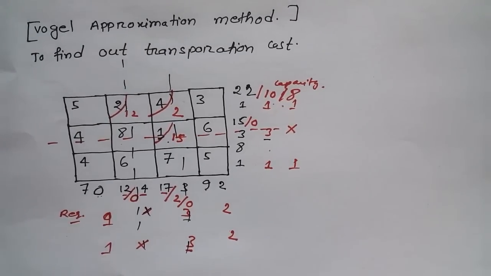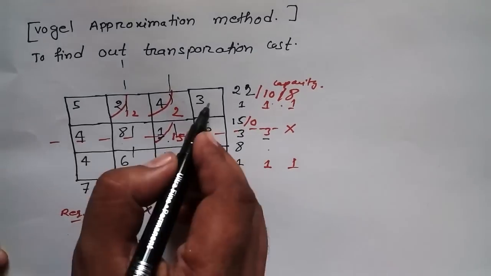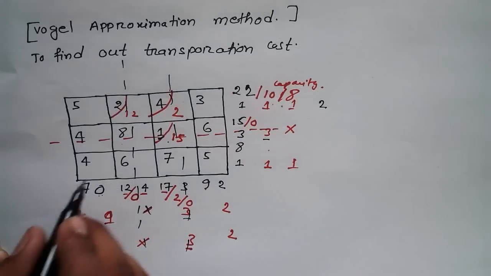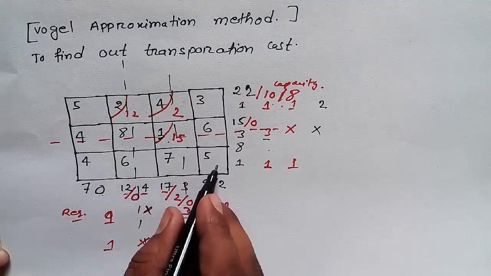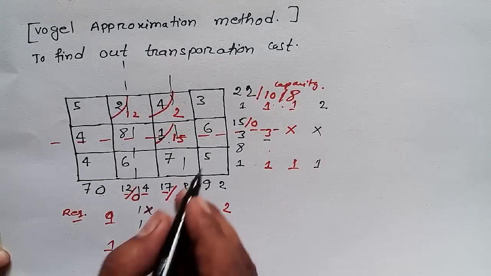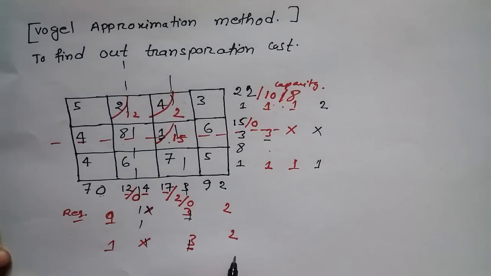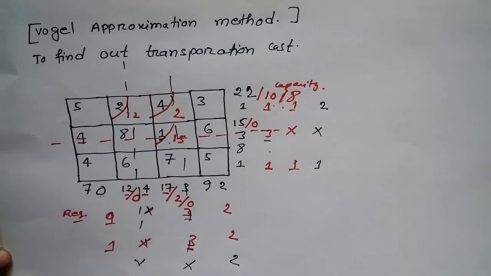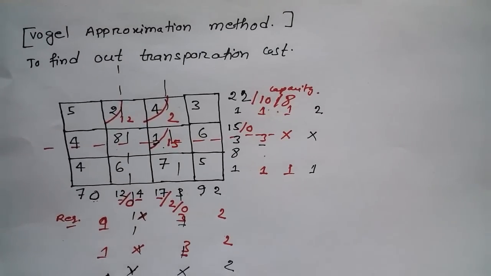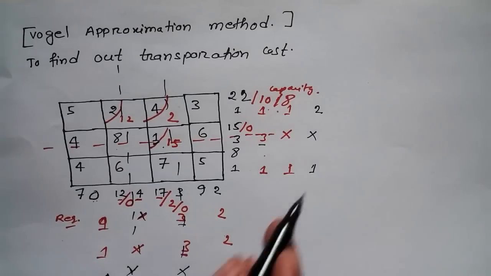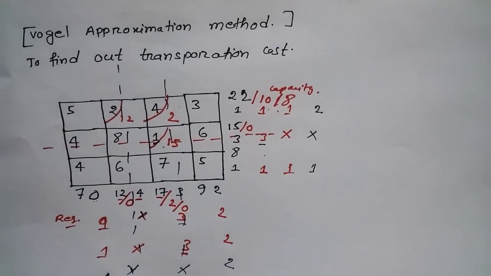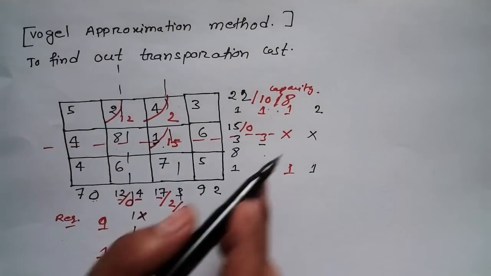Okay, now again we need to find out difference. These two differences 2. Here we have done with this one. Here 4, 5, 1. Here 2. Here cross and then 1. Now we are having 2 maximum values, 2 and 2. So minimum cost is 3. So we can take any one.